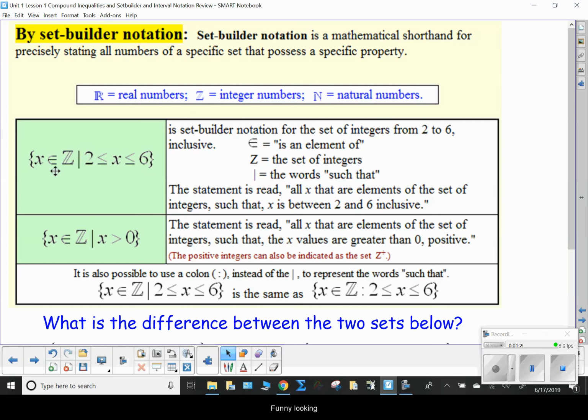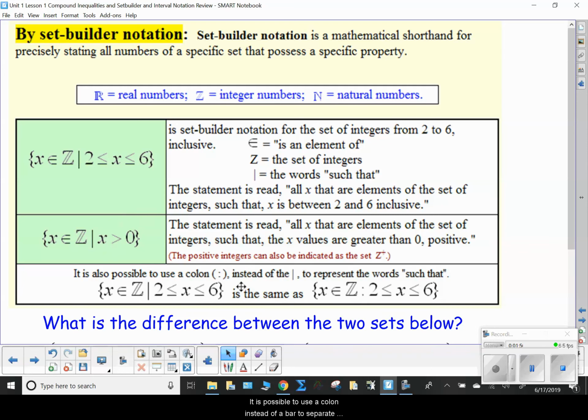The funny looking E, which looks like an E, it's not really an E, but it means is an element of. Okay? And because you've got the equal signs and the less than, it means that it includes 2 and 6. This next one, x is an element of integers such that x is greater than 0. That means anything greater than zero.